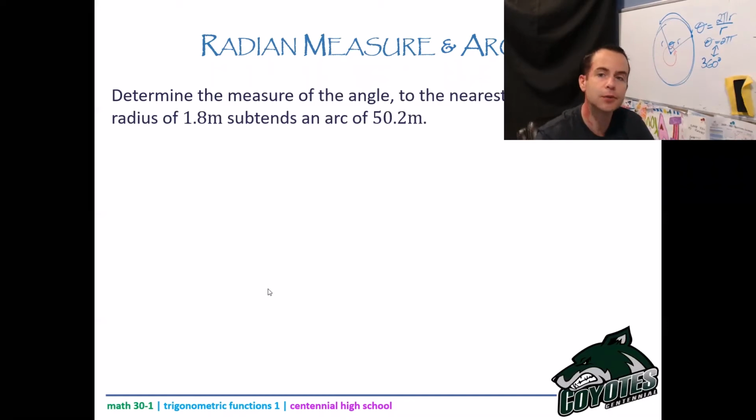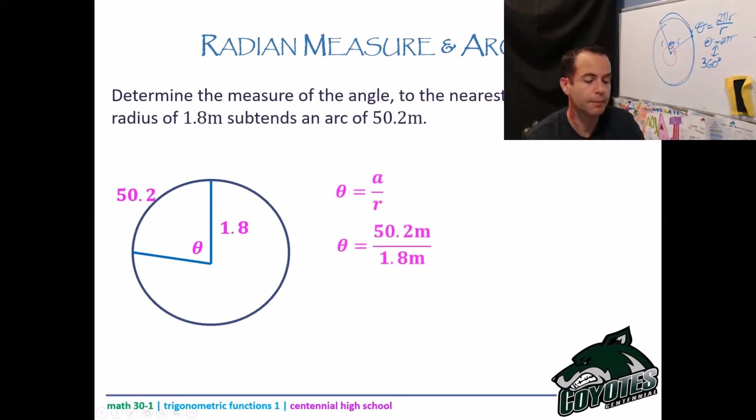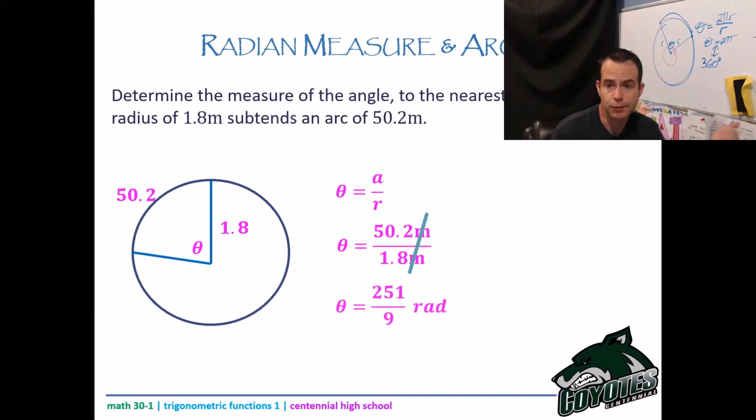Okay, so theta equals a over r, so we're going 50.2 divided by 1.8. Now, if I want to have a fractional answer here, I don't want decimals. You can't have decimals on top and bottom of a fraction. So I'm just going to take my calculator, go 50.2 divided by 1.8, and convert that to a fraction. I also want to show you that the units work out here. Notice that my meters will divide out, and now I'm in radians. So I end up with 251 over 9 radians. Again, that is 50.2 divided by 1.8.